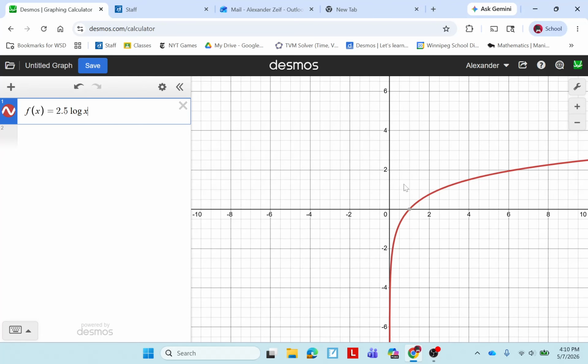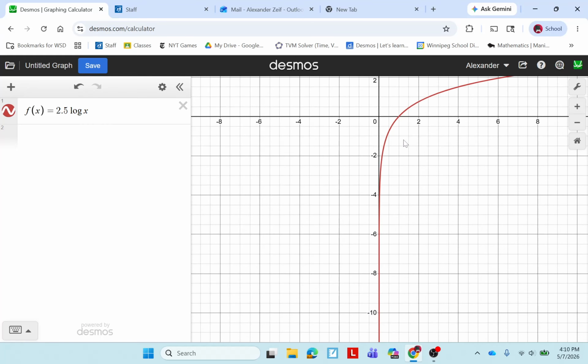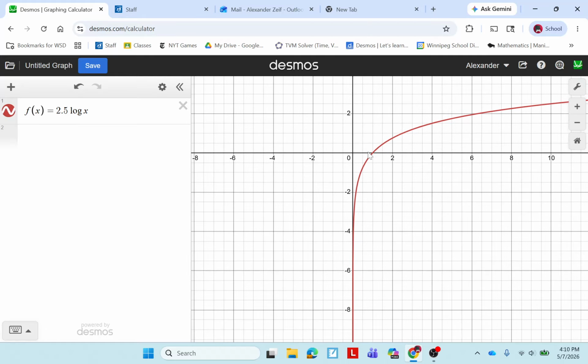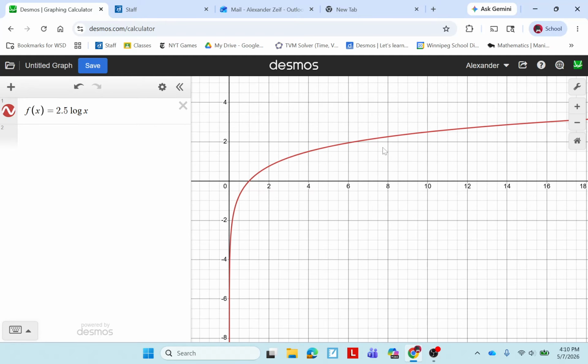And so this is my graph here. Just a couple of things to point out: my graph gets very, very close to the y-axis, but it will never cross it. That's why we have no y-intercept. It does have an x-intercept at (1, 0). And you can see that my graph kind of levels off and curves towards infinity.